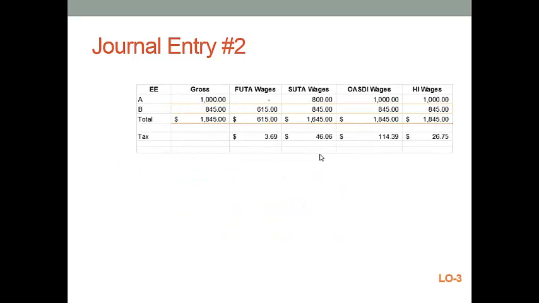Here again, I've got employee A and B. Their gross pay was total $18.45, and so then what I've done is I've actually calculated your FUTA wages, your SUTA wages, OASDI wages, and HI wages, what was taxable, and then I went ahead and calculated even your tax for you here. Okay, so let's make our journal entry. So basically what we're going to do is debit, again, payroll tax expense. That's always your debit for this journal entry. So payroll tax expense. And again, I'm going to put a question mark because I don't know exactly how much it's going to be yet.